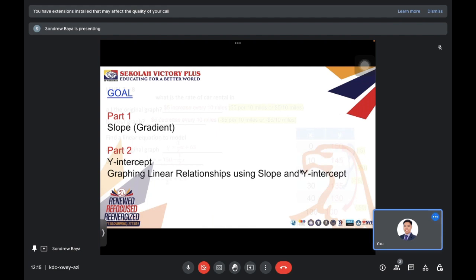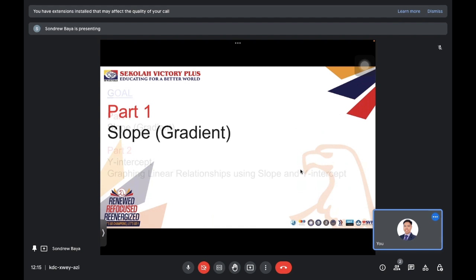But what if we don't create a table of values? What if we know the slope, we know the y-intercept? How do we graph linear relationships? That is what we are going to discuss this week and next week. Okay? So part one of our discussion would be on the slope.